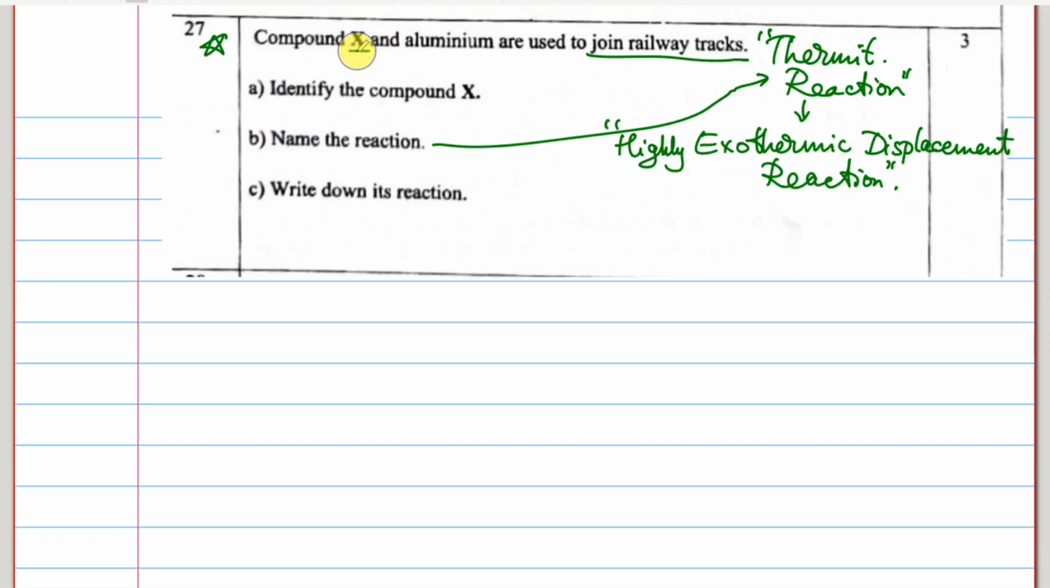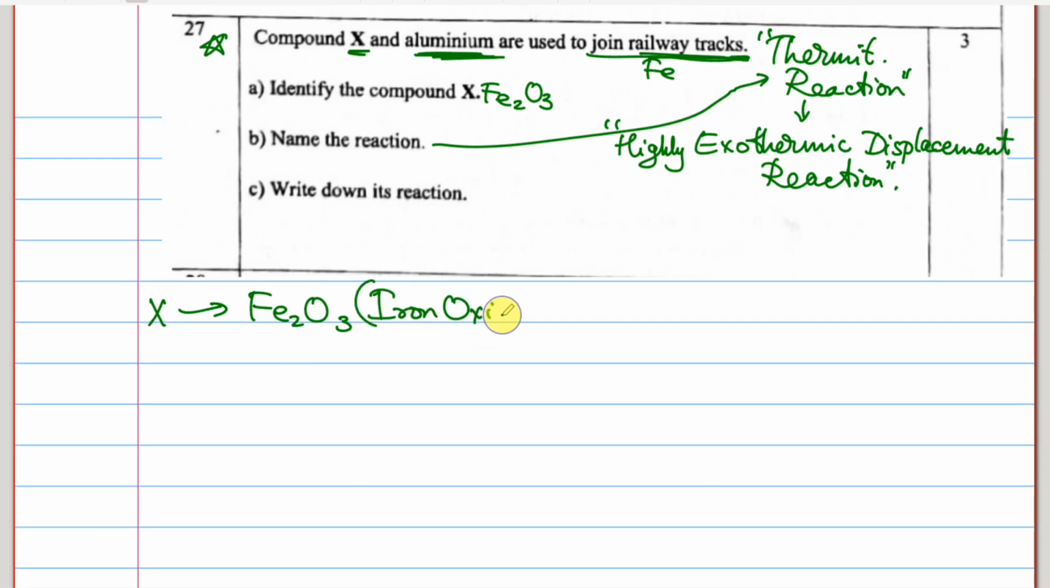Identify the compound X. So X is heated with aluminium, and we know that railway tracks are made up of iron, so Fe. So we'll have to use iron oxide or Fe2O3. So we'll write down X. The metal X, or the compound X, is Fe2O3, which is iron oxide, or because its valence is +3, it is ferric oxide. So we'll write both the scientific name, the common name, and its molecular formula.